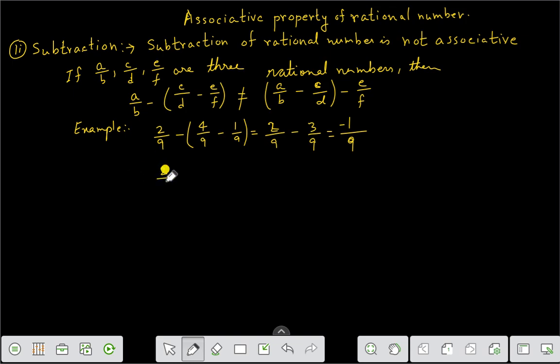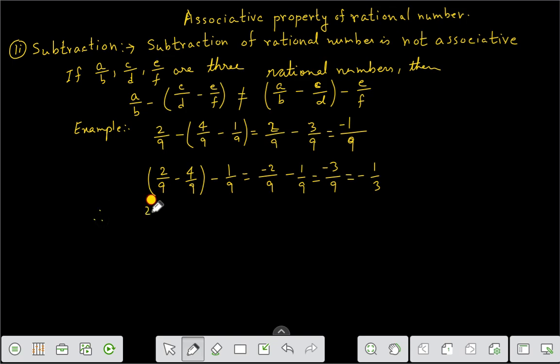If we write in this way, that is 2 by 9 minus 4 by 9 minus 1 by 9, and what you get, you see that the denominator is 9, and 2 minus 4 is minus 2, minus 1 by 9, and here you get the denominator is 9, and minus 2 minus 1 is minus 3 by 9, that you are getting minus 1 by 3.